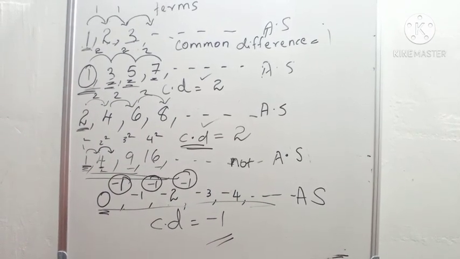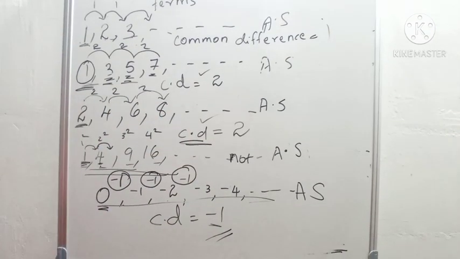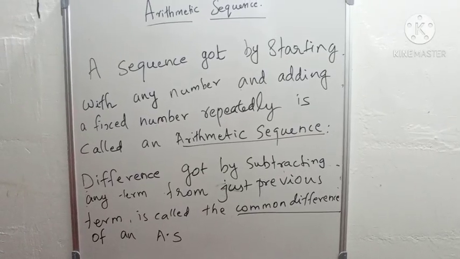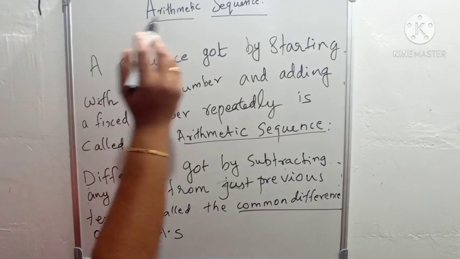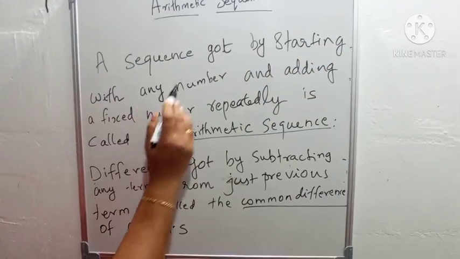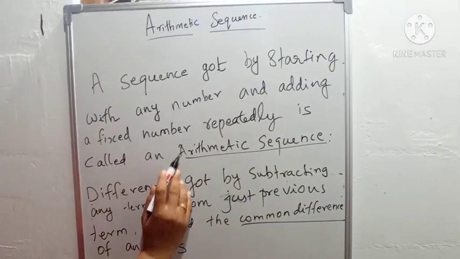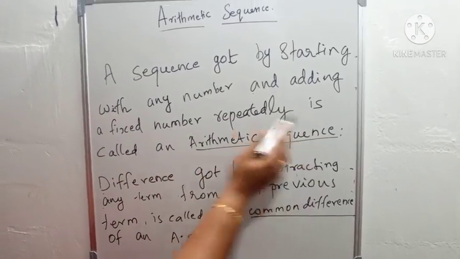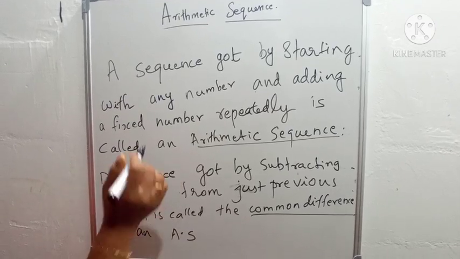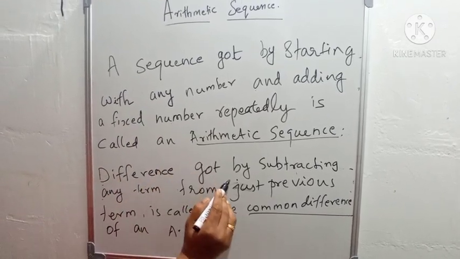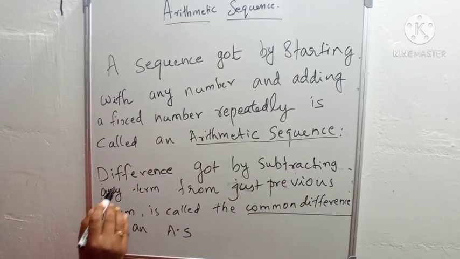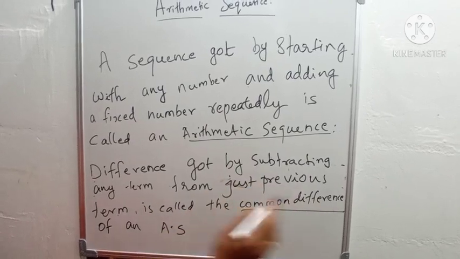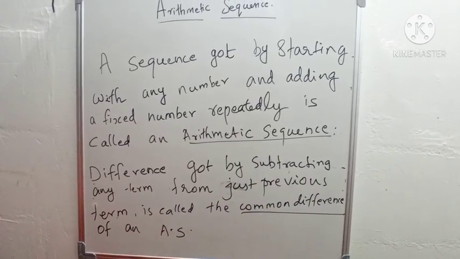So, the common difference may be negative or positive. Okay. So, a sequence got by starting with any number and adding a fixed number repeatedly is called an arithmetic sequence. So, this is what an arithmetic sequence is, and the difference got by subtracting any term from the just previous term is called the common difference of an arithmetic sequence.